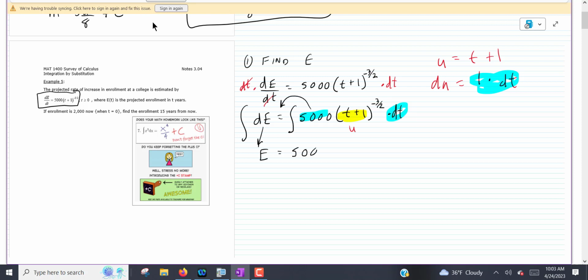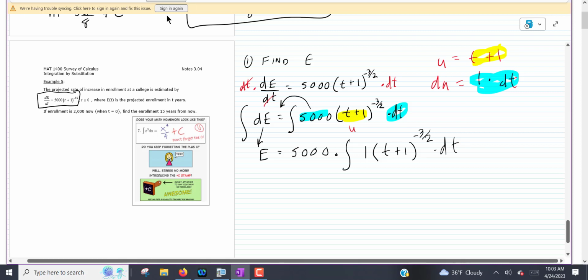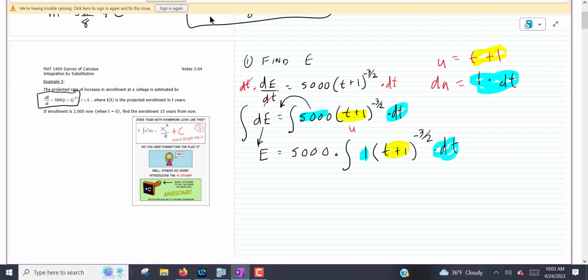is take the 5,000 out of the integral, and then you would be left with 1 times t plus 1 to the negative 3 halves times dt. And then everything matches. What I want you to see is u is t plus 1, so that'll be taken care of, and then 1 dt is already there. So we don't have to solve for dt like we did on the previous problems. If you take the 5,000 out, that actually simplifies this problem.